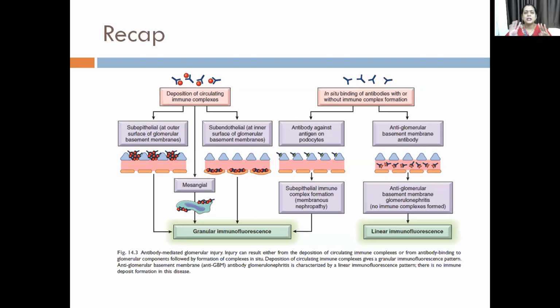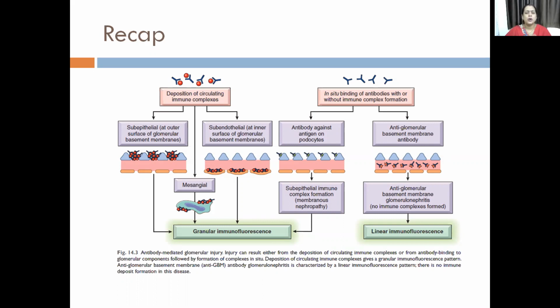Okay, so these four things are happening in response to any glomerular injury: hypercellularity, basement membrane thickening, duplication, or increased protein synthesis, hyalinosis, and sclerosis. Remember, these four are happening, right?